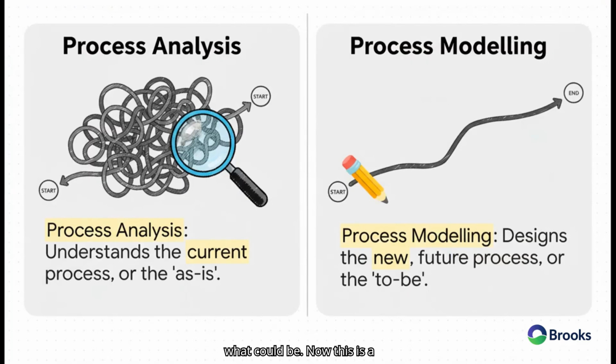Now this is a really key distinction. In phase 1, we used process analysis to map the current, slow, clunky pizza ordering process. Now here in phase 2, we use process modeling. This is where we design the brand new, super fast, 3-click ordering flow for our app. Analysis is the diagnosis, modeling is the cure.